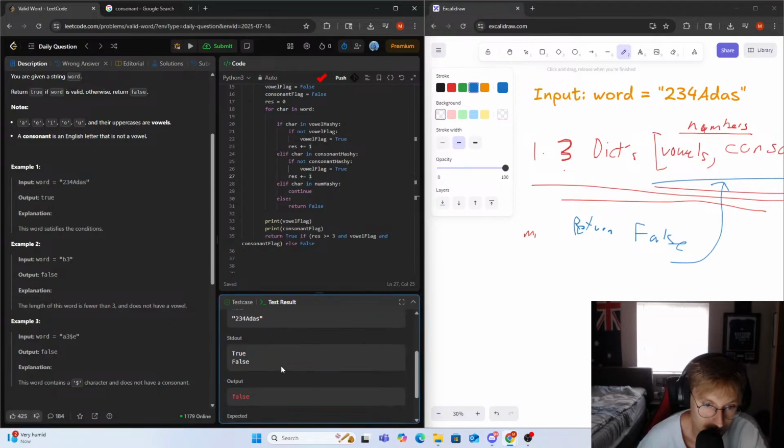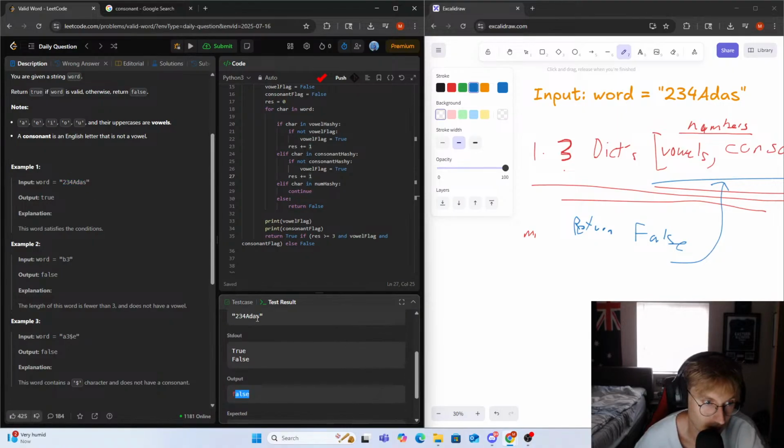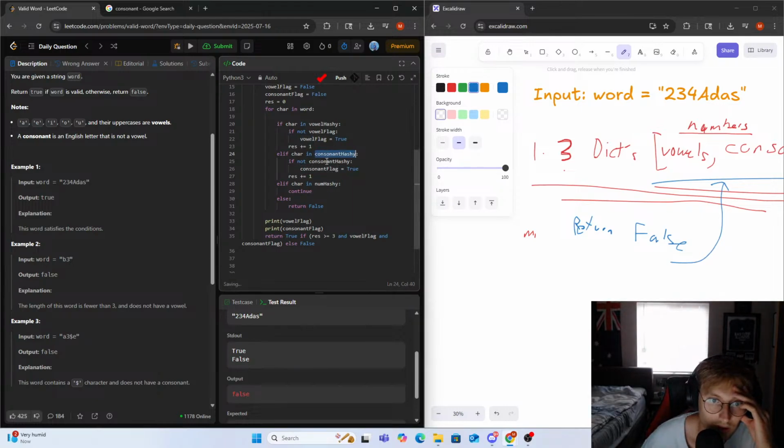So, okay, now what am I getting true here? 2, 3, 4, 8s. Why is this? We're expecting true, but I'm getting false. Oh, whoops, I have val flag here. This is meant to be consonant flag. So we do if char in val hashi, if not val flag. Also if char in consonant hashi, if not consonant flag, res plus equal to 1.